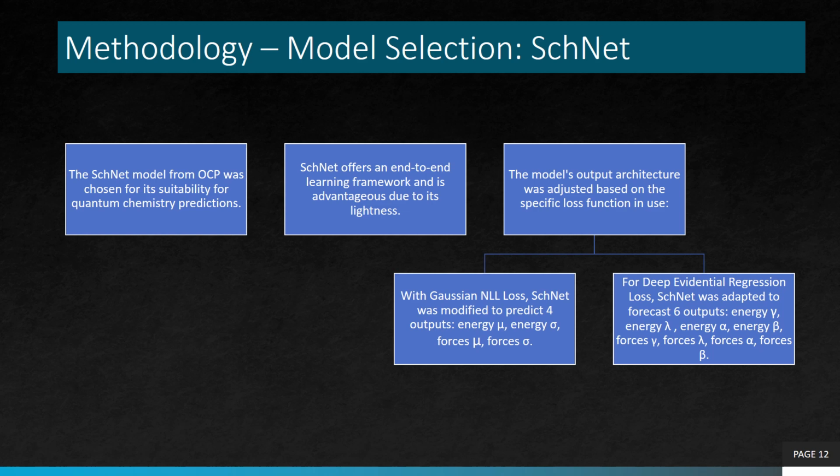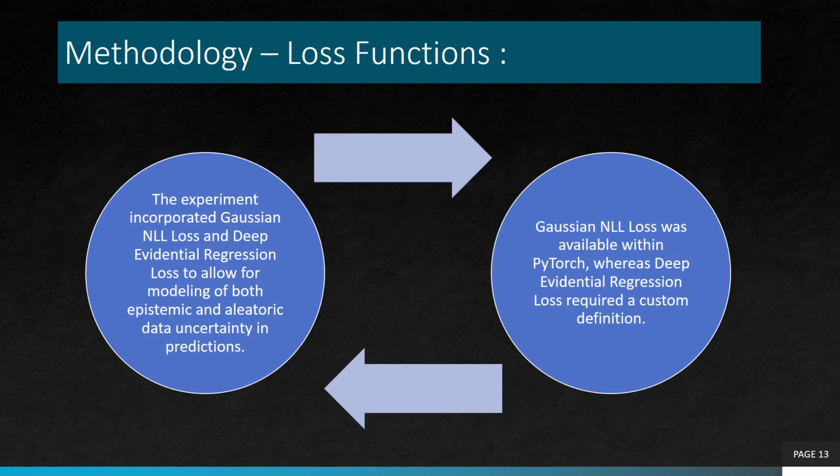Similarly, when using the deep evidential regression loss, SchNet was adapted to predict outputs: energy gamma, energy lambda, energy alpha, and energy beta. Similarly, this was done for the forces. Here, I will discuss how the loss function has been implemented in PyTorch. The Gaussian NLL loss is provided as a default package in PyTorch and can be used off the shelf, whereas for deep evidential regression loss, a custom class had to be made in order to use it.